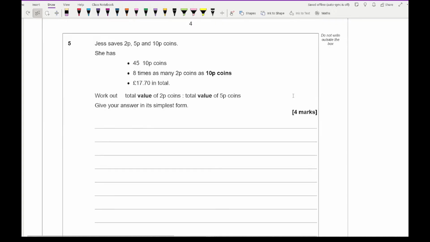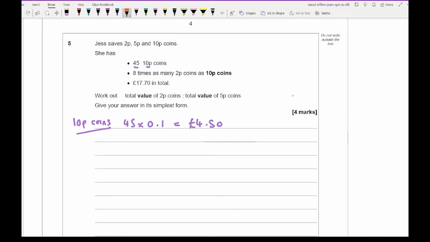Moving on to question 5, it says Jess saves 2p, 5p and 10p coins. She has 45 10p coins, 8 times as many 2p coins as 10p coins, and she has £17.70 in total. Work out the ratio of the total value of 2p coins to the total value of 5p coins. Give your answer in its simplest form. Looking at 10p coins first, in terms of the total amount, we've got 45 times 10. So it's going to be 45 multiplied by 0.1, and that gives me an answer of £4.50.